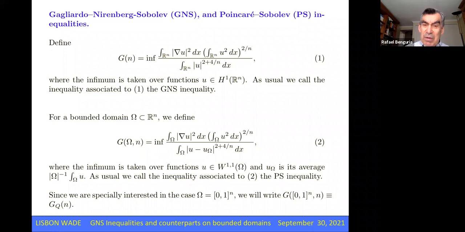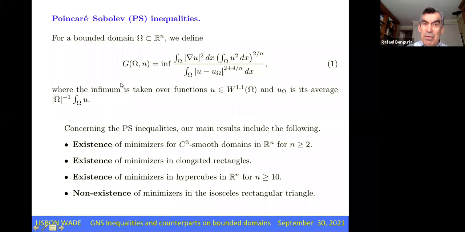For reasons that also come from the Lieb-Thirring inequalities, the most interesting case for studying this is the cube. So omega is (0,1)^n, the n-cube of side one. For that particular case, when omega is the cube, we call this quantity g of the cube. And the problem is, what can you say about the existence of minimizers for this quantity? The main result that we have is that if the domain is smooth enough, and smooth enough means C^3 at least, and the dimension is bigger than or equal to 2, then we can prove that there are minimizers. So if the domain is smooth, you can always have a minimizer in the case of a bounded domain.